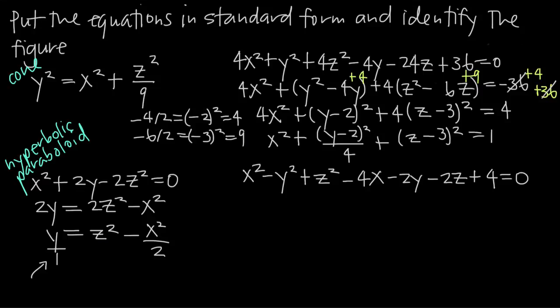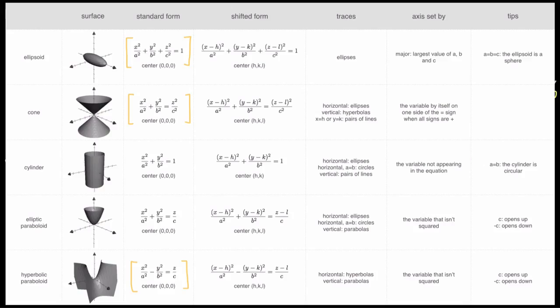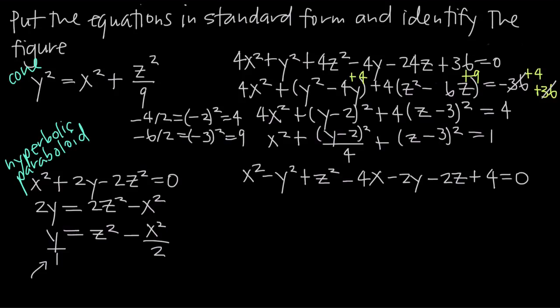So when we go back to our chart to look for something that matches that form, what we find is, again in the first row here, the standard form of an ellipsoid. We see here that we have x squared, y squared, and z squared all together on one side of the equation. They're all positive. We have a positive x squared, positive y squared, and positive z squared. And so we know that this is the equation of an ellipsoid. So we can go ahead and call this an ellipsoid.